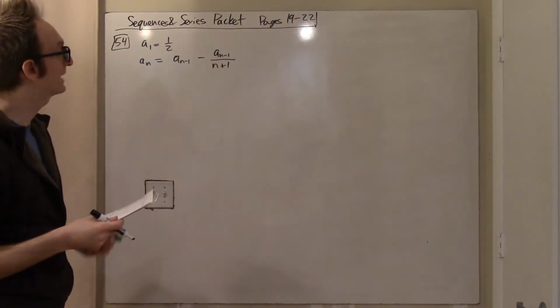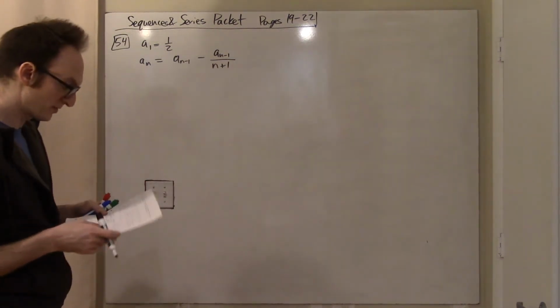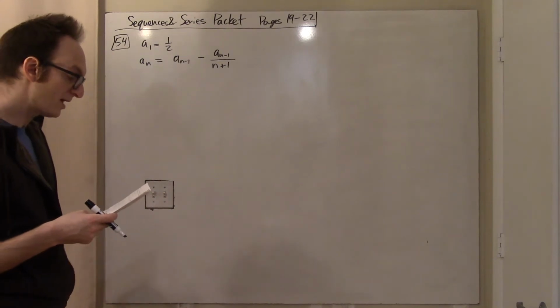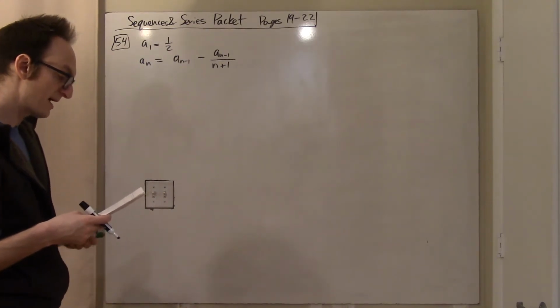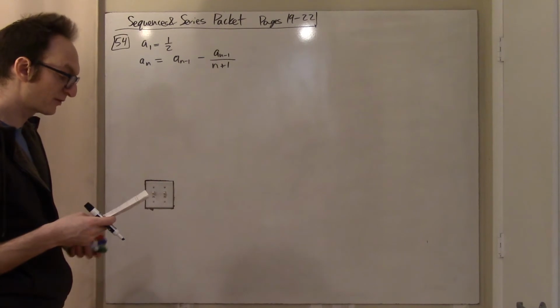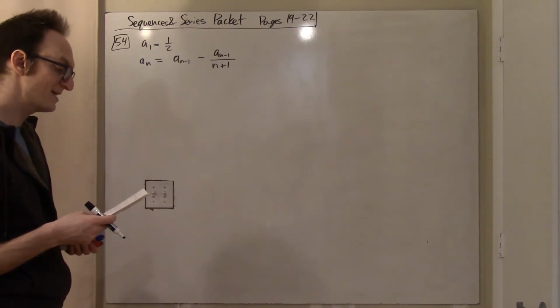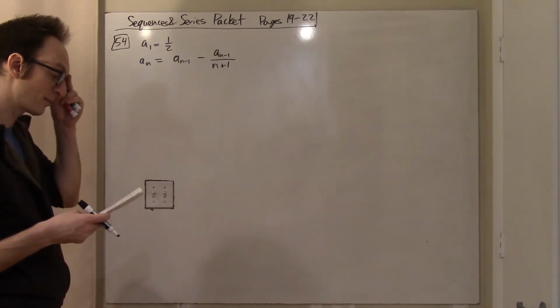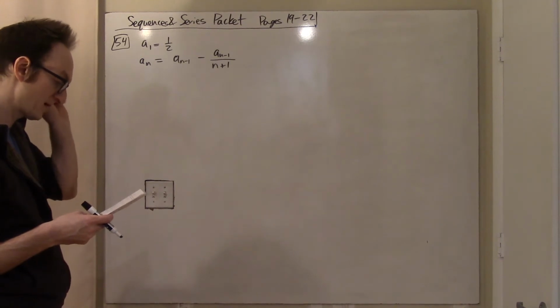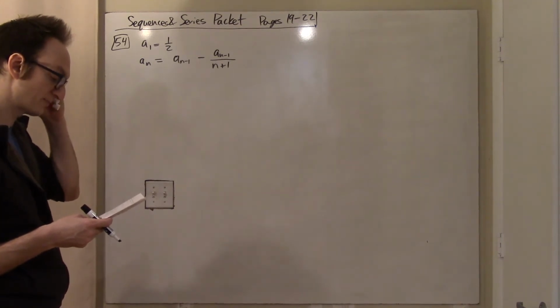Alright, what can we do with this recursive formula? Well, step 1 is write out the first few terms of the sequence, find the pattern, and make a conjecture for a formula in terms of n for the nth term, then prove your conjecture using induction.